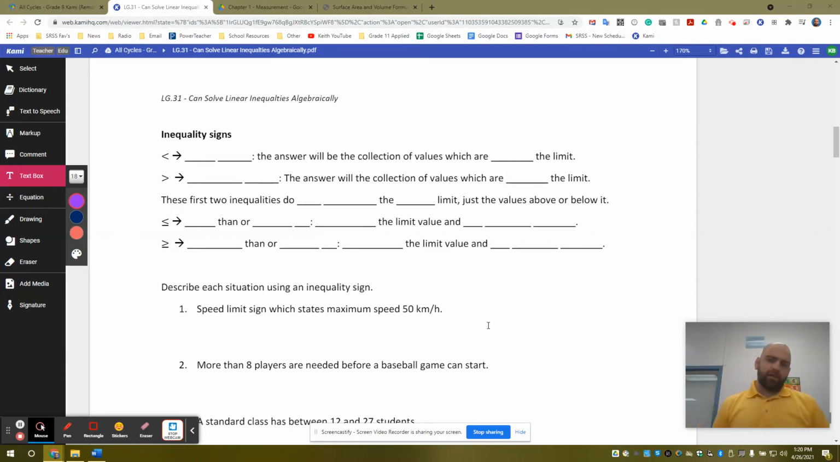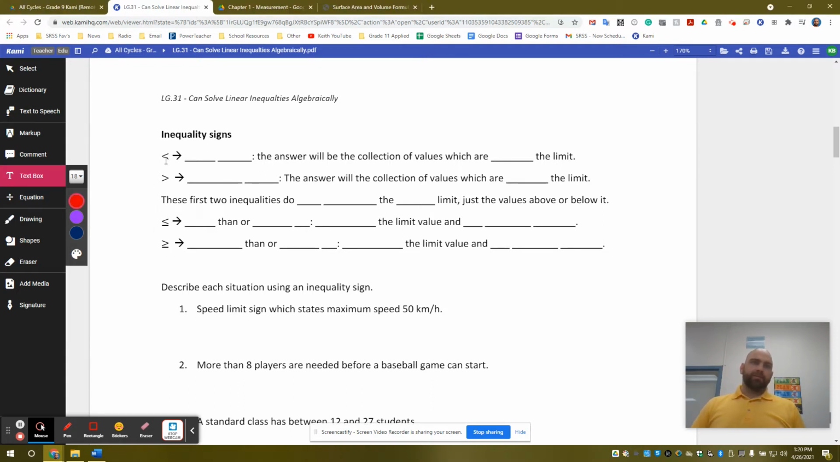Let's take a look at a few of the inequality signs that we have and ones that we are going to use. The first one is this little guy here. So the four are all right here.